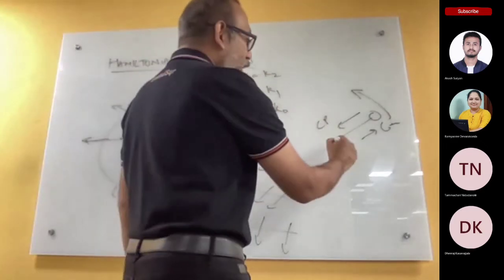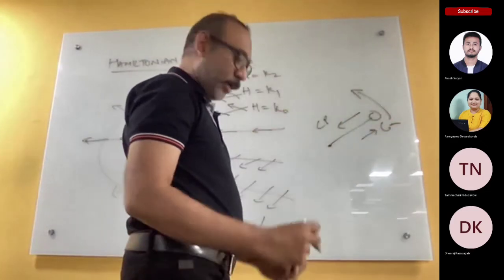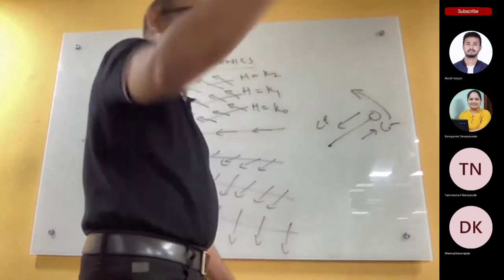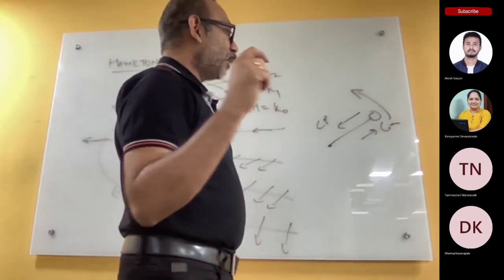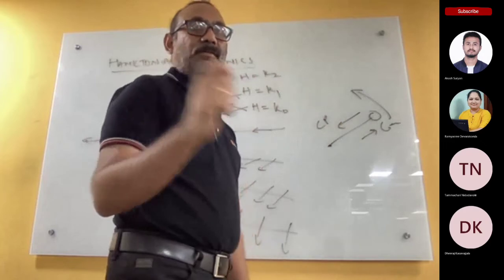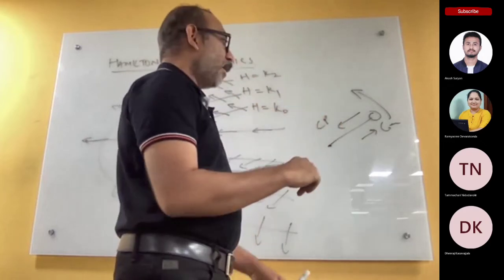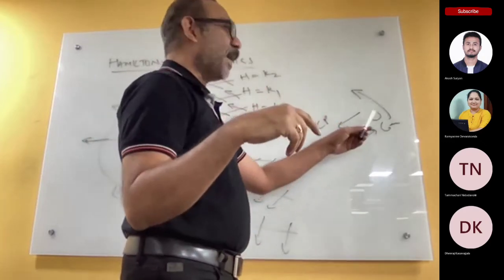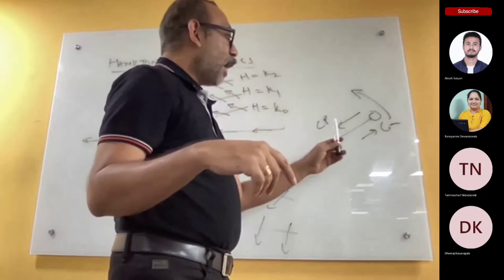Because what is the problem here? You have tied a string here, right? And you are rotating it. Now, the string has some tension in it. If you rotate it fast enough, the string will break and it will fly off.